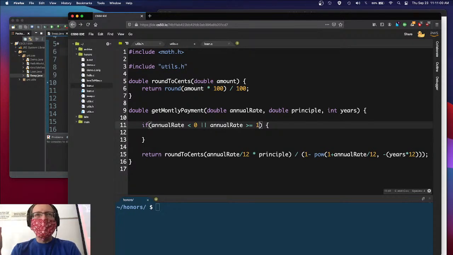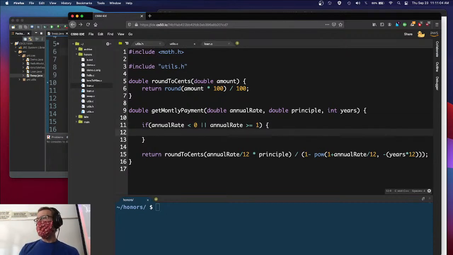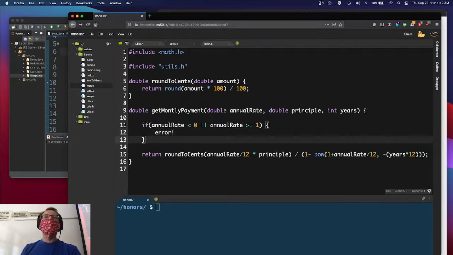But I don't know, we're not going to handle that here, right? 100% interest, you might be able to pay that down, but I think that certainly if it's greater than 1, I think that you could never hope to pay that down. I'm not sure. But in any case, this is an error, right? We're going to have to handle that situation. What's another type of error?